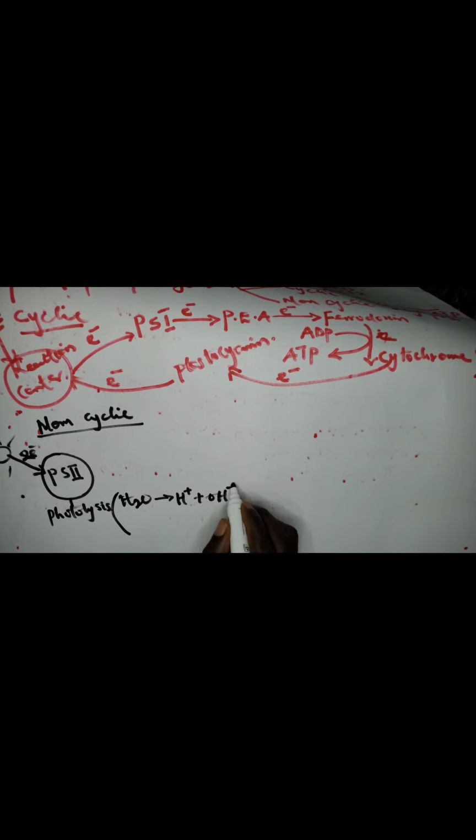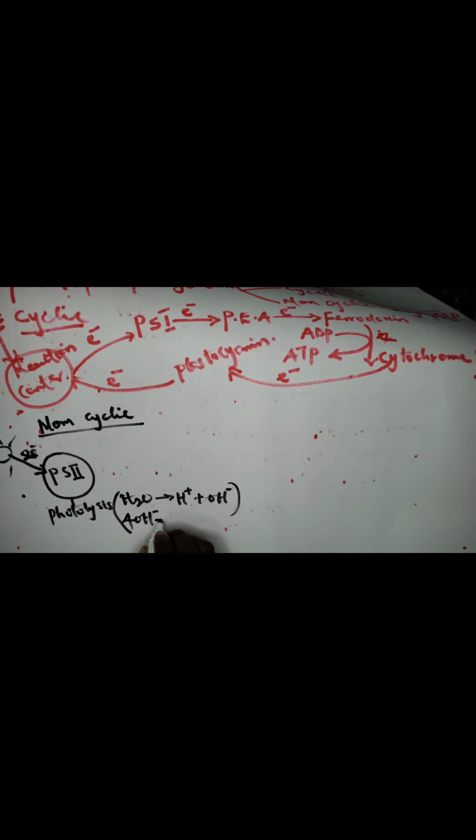Photo means light, lysis means to break. So we want to use the energy from light to break our water. So it will be from H2O split into H plus and OH minus. H plus and OH minus. You can see we have it this way.